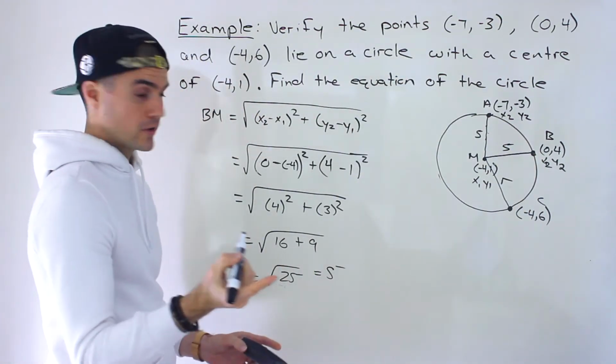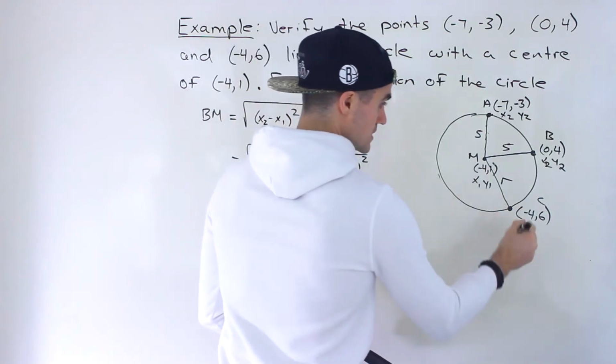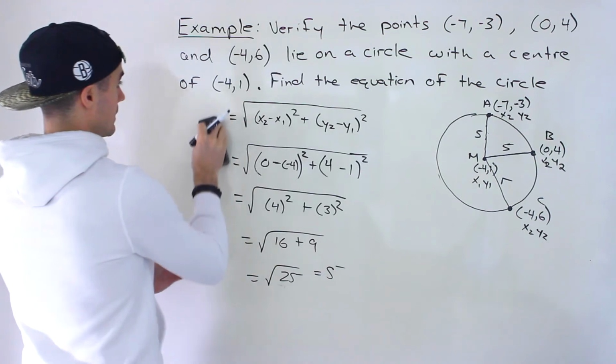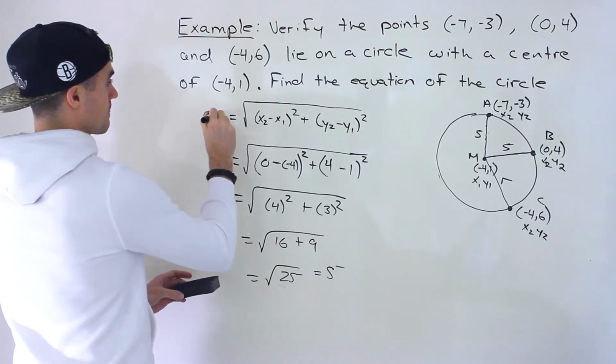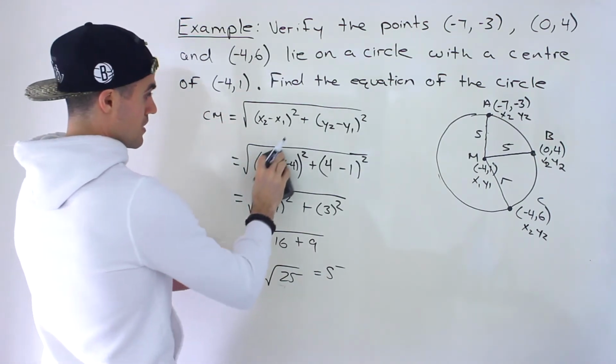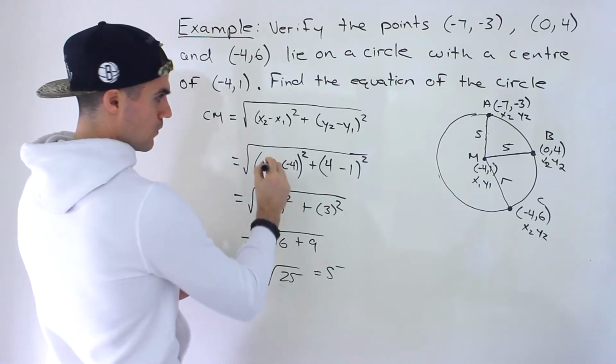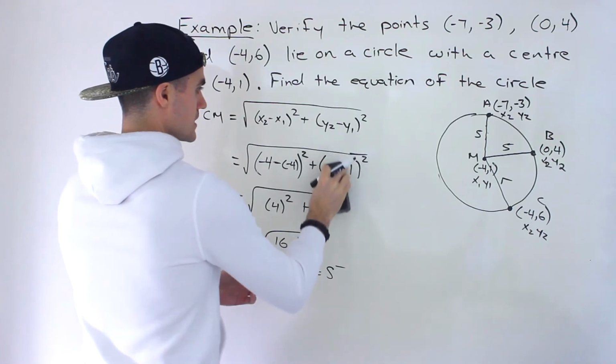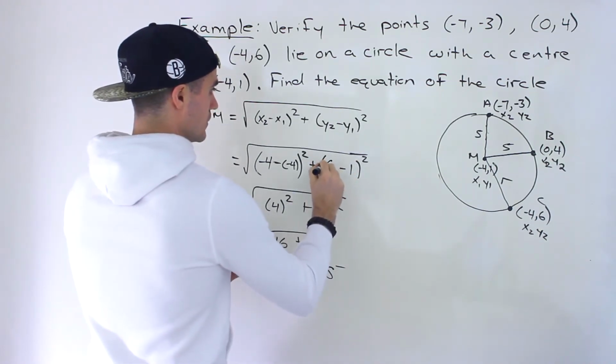And then we have one more point to verify. Let's find the distance here. So we'll label this as x2, y2, right? So now we're finding the length of CM. So we'd end up with negative 4, right? Yeah, and then 6 for the y2, like that.